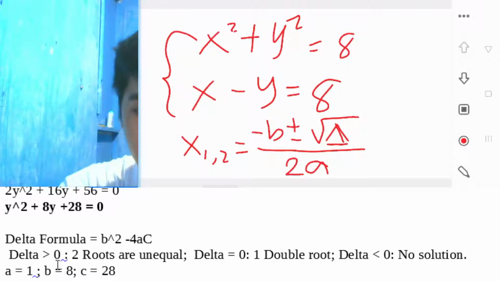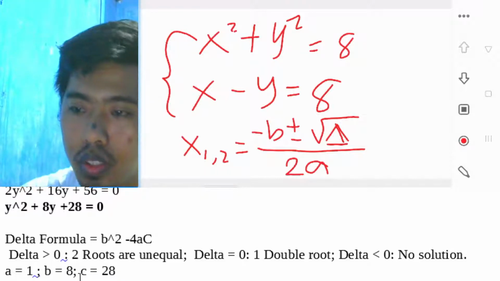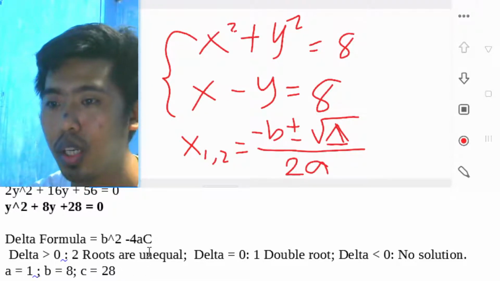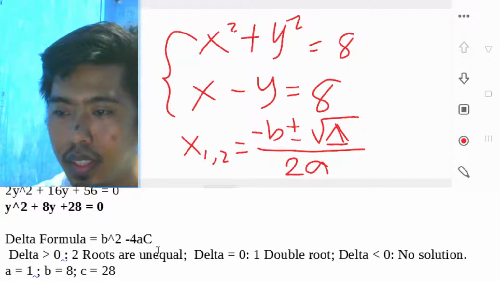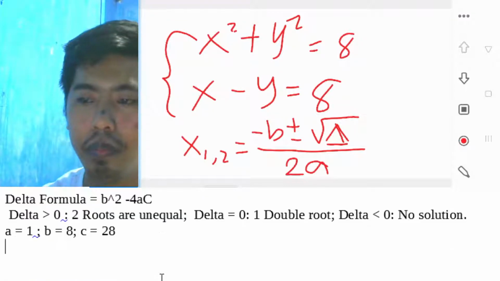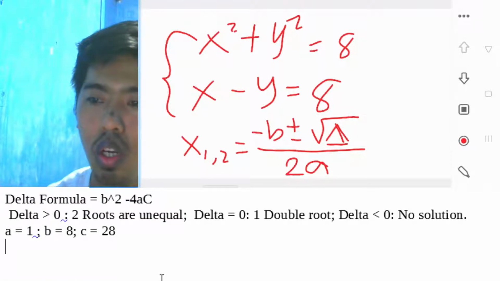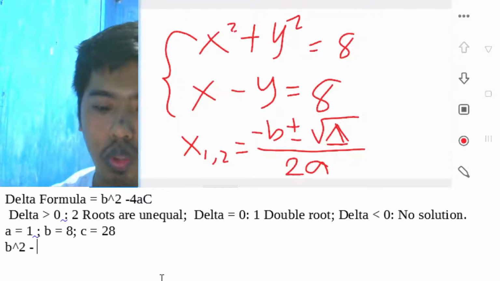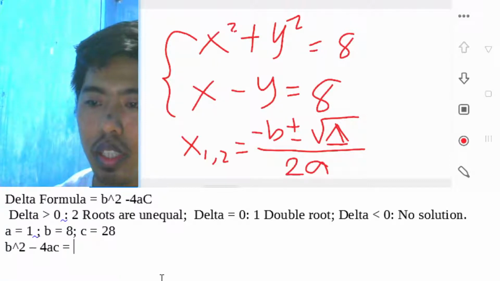1, 8, and 28. Okay? So, let's try to answer first the delta. The delta formula is b square minus 4ac. Diba? Mo muna. Okay? So, b square minus 4ac. This is the delta formula.